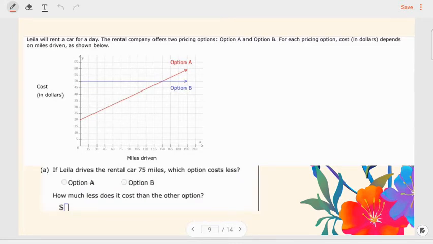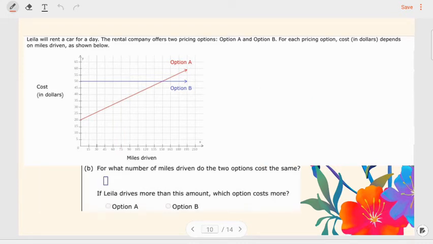It says, if Layla drives 75 miles, which option costs less? Here's 75 miles. That's $35 for option A and $50 for option B. Which option costs less? Well, option A is lower on the graph than option B, so it costs less. And we can just see by the numbers. How much less does it cost? Well, what is 50 minus 35? That's 15. So it costs $15 less than option B.